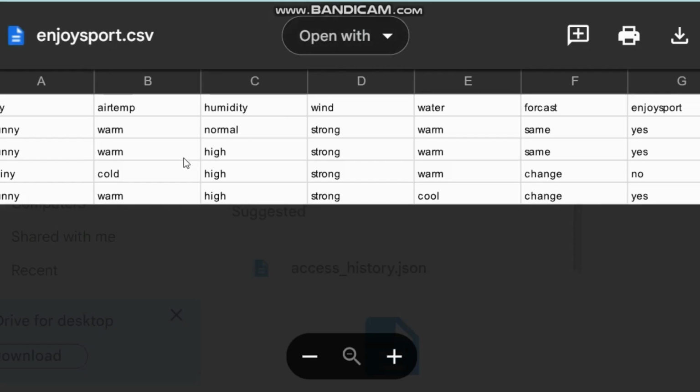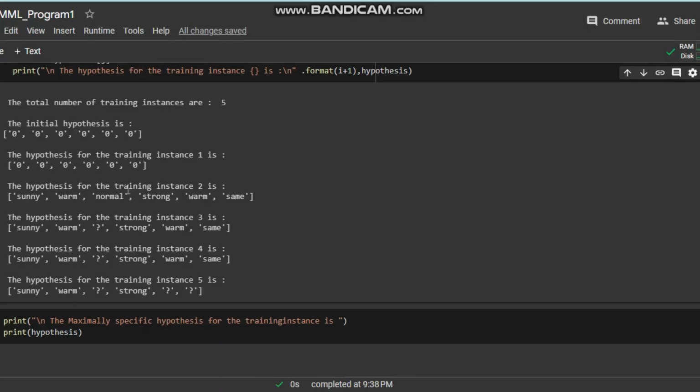Now coming to the third, as you can see, this is a negative example, so we'll be skipping this one. In the Find-S algorithm, we do not consider the negative examples, so it will be the same. The humidity will be a question mark and there will be no changes.